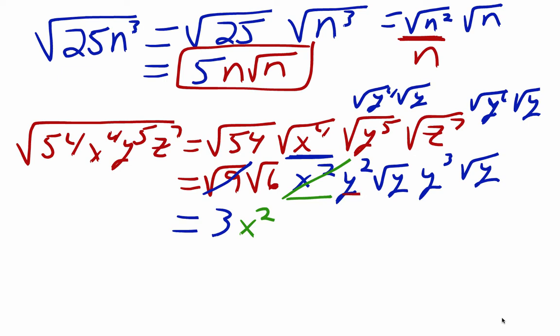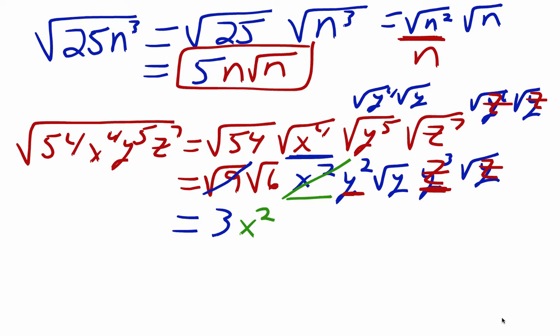Right here, y squared and y to the third, or excuse me, that's supposed to be z, isn't it? Yeah, sorry about that, that should be z. I meant to put those in there. I don't know why I put y, but that should be z.